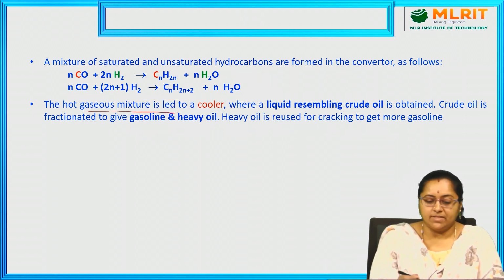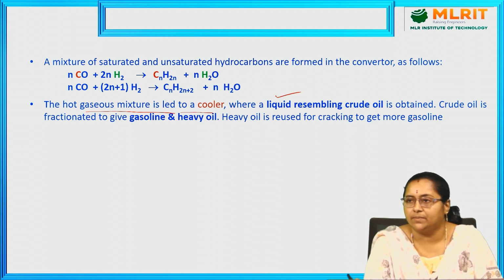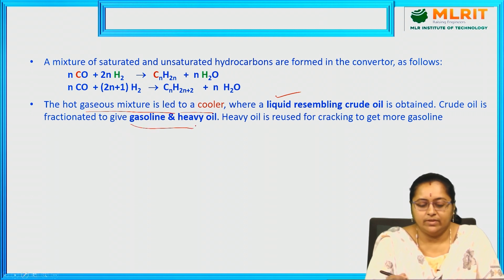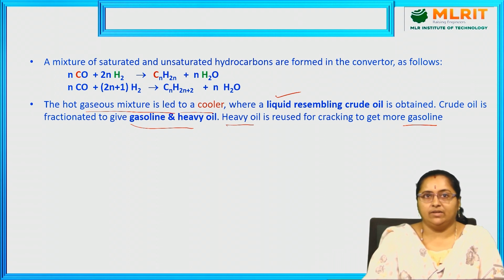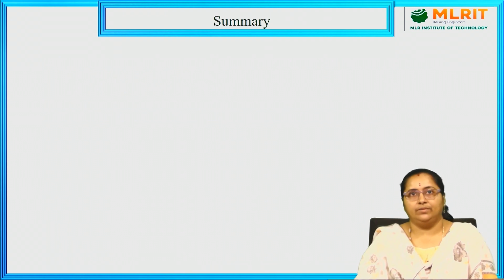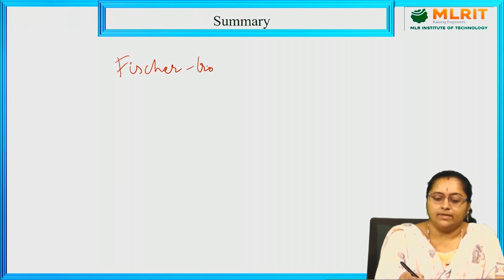The hot gaseous mixture is passed into a cooler where a liquid resembling crude oil is obtained. That crude oil is fractionated to give gasoline and heavy oil. As I told you, this heavy oil can again be subjected to the cracking process so that synthetic petrol can be produced. So we can expect a better yield of gasoline during this Fischer-Tropsch method. That's all for today's session. So far, in this class we have discussed only one method, the Fischer-Tropsch method, which is used for preparing synthetic petrol.